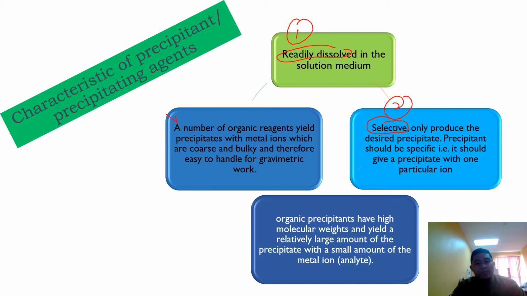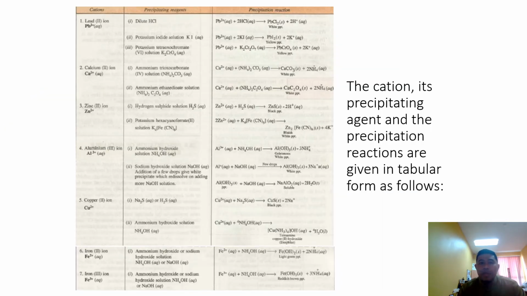Organic precipitants have high molecular weight and yield a relatively large amount of precipitate with a small amount of the metal ion. So this is a very important part, where the precipitant or precipitating agent plays an important role in getting the desired precipitate that you want. As I said, this is a table. You can see from this table, you can print it out from the handout.